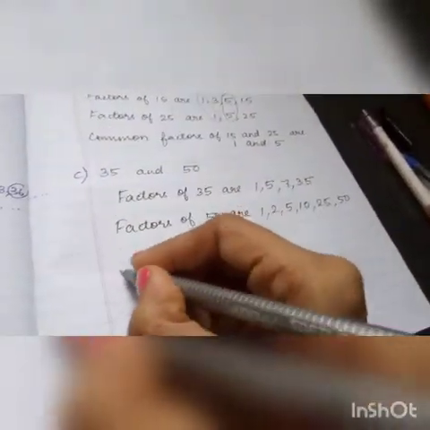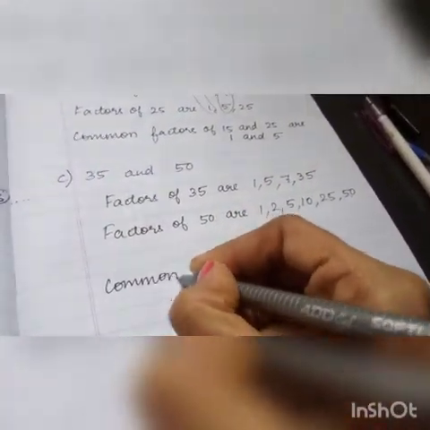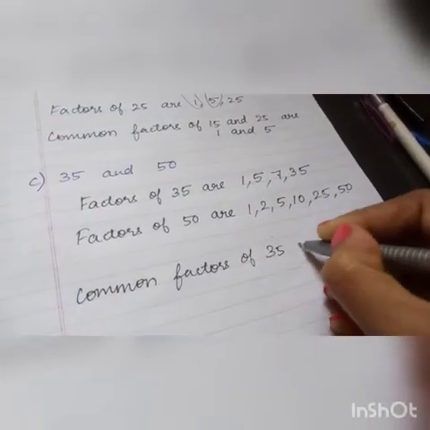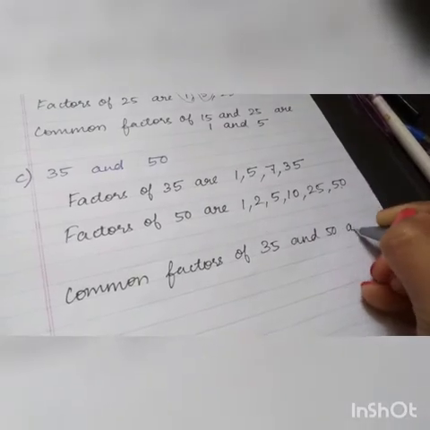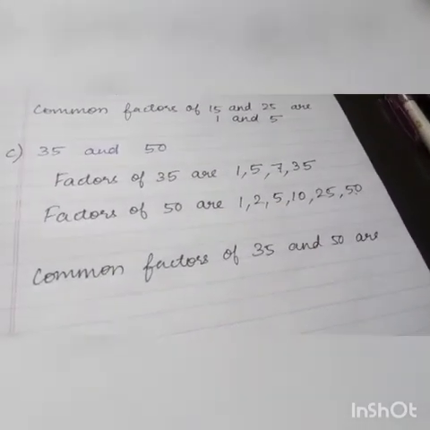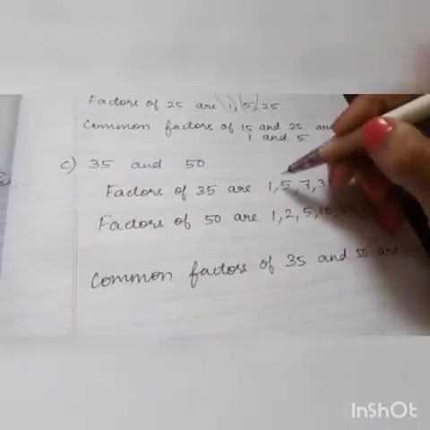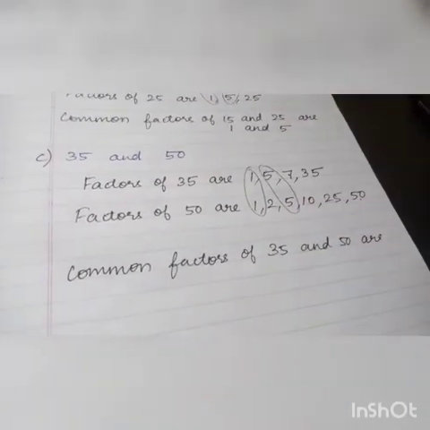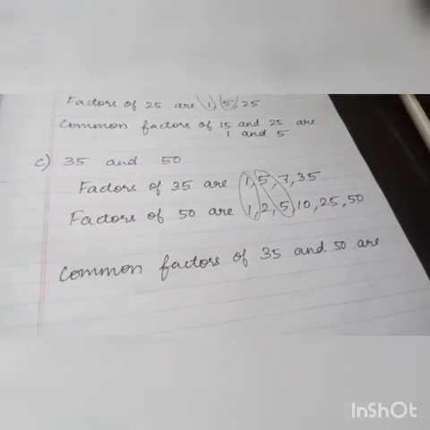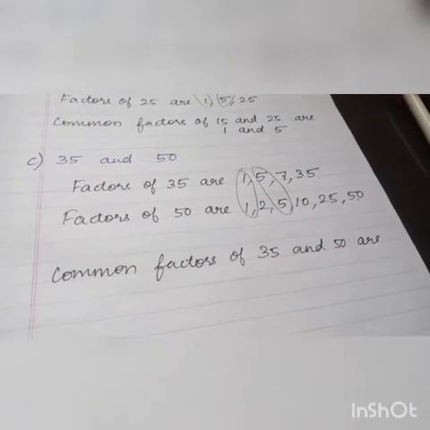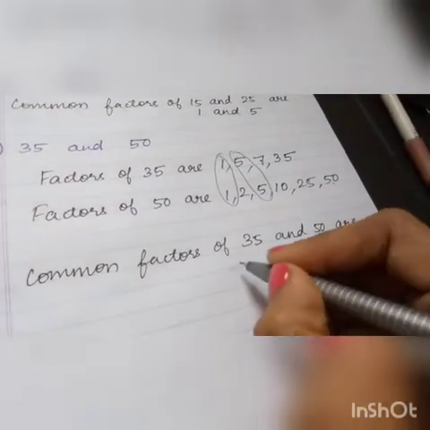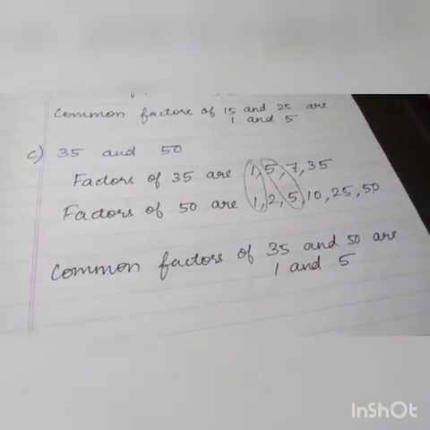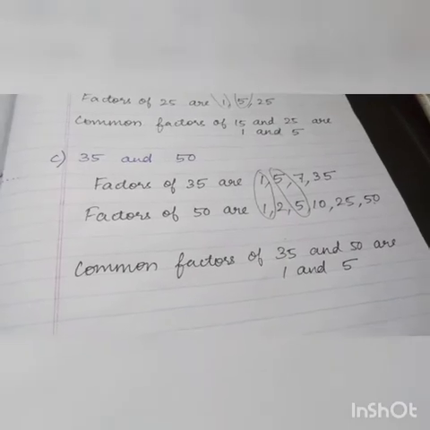What are the common factors? Common factors of 35 and 50 are, we are going to find the common factors. Now, shall we circle it? 1, 5. Is there anything else? 1, 5. That's all, right? So now 1 and 5 are the common factors of 35 and 50. Understood, children, how to write it?